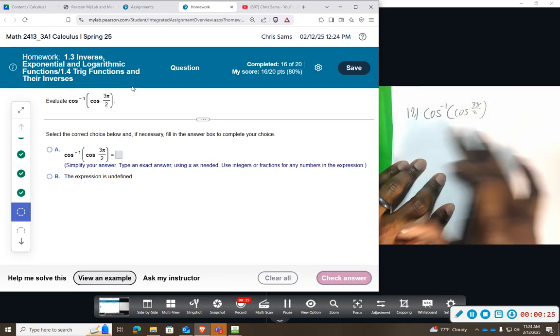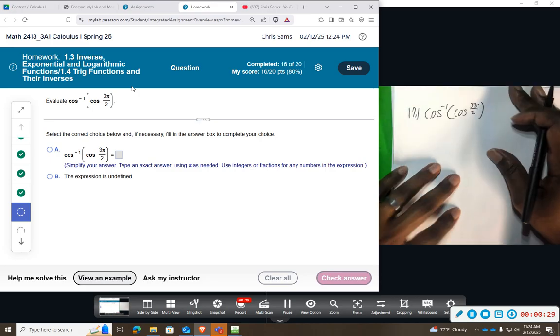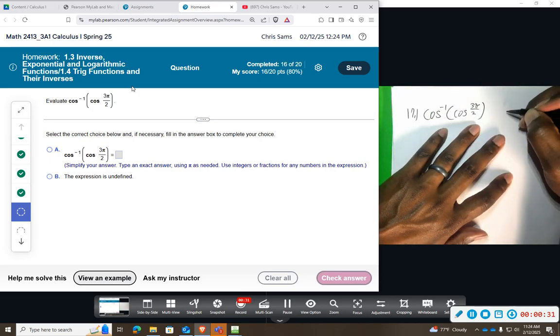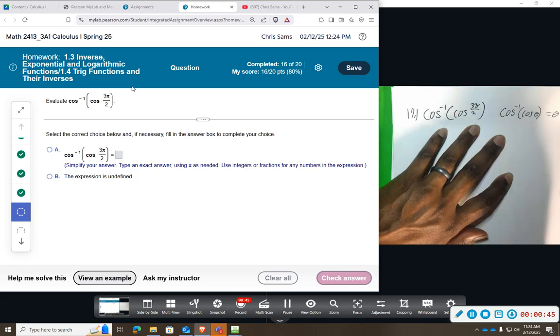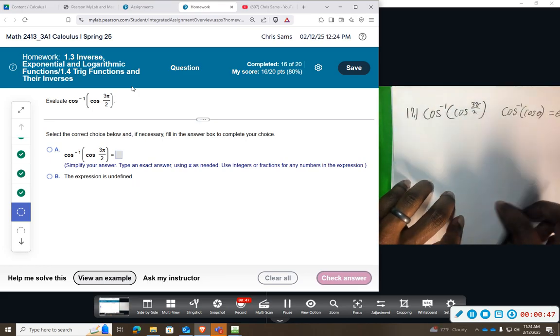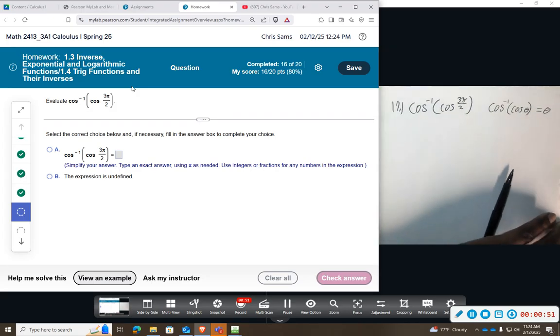Okay, so you've got to remember the domain and the restrictions when we work these problems. Generally speaking, cosine inverse of cosine theta, for example, is just equal to theta, when we're within our restrictions. We can only do an inverse on a function that is one-to-one.